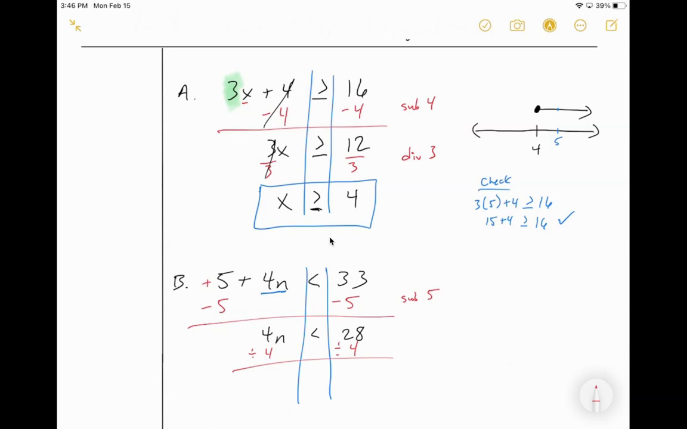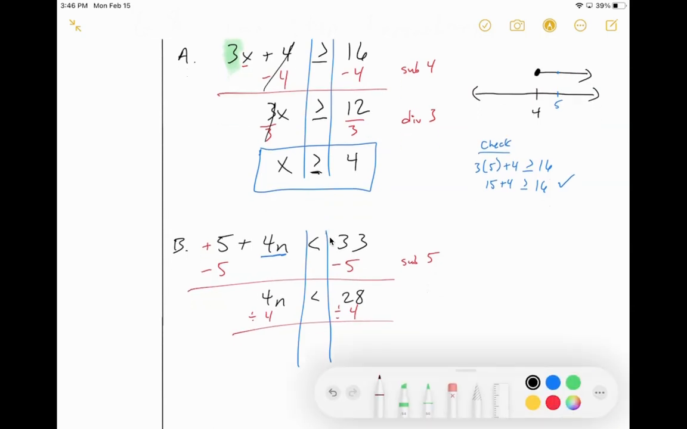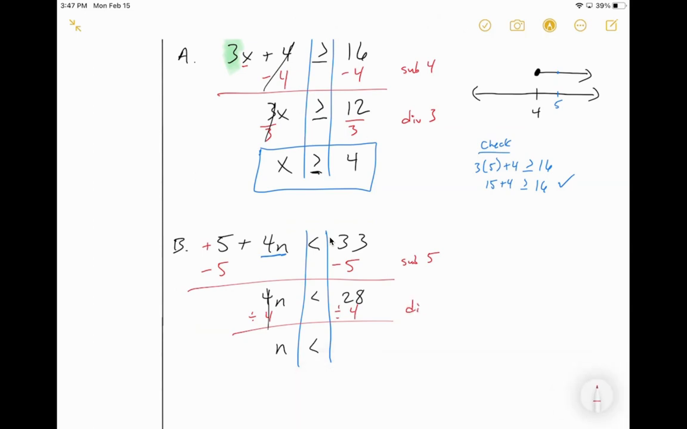Okay, and again, you could use division whichever way you want to do it. If you want to do it with the fraction bar, you can, or the division sign, whichever makes sense to you. All right. These go ahead and cancel out. I'm left with n. Again, I do not flip since I divided by a positive 4. So I don't flip. 28 divided by 4 is 7.